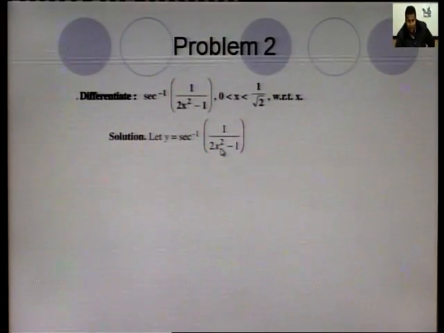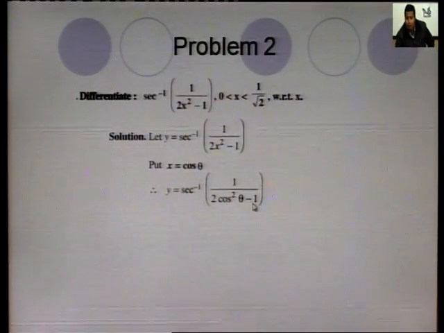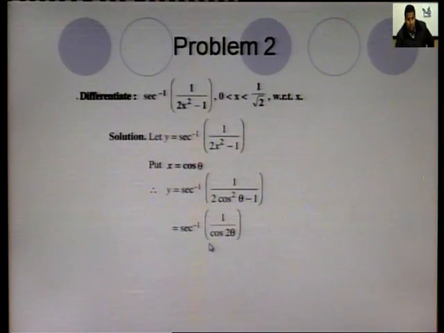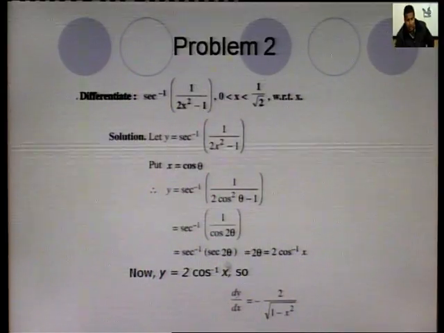secant. For this we have to put the value x equal to cos theta, so that it will become 1 upon 2 cos square theta minus 1. So 1 upon 2 cos square theta minus 1 will become 1 upon cos 2 theta, and it will become secant inverse secant 2 theta. Secant and secant will cancel out. The term will become 2 theta. We will put the value of theta from this equation here, that is cos inverse x. So y will become 2 cos inverse x. So we will do the derivative, dy by dx, 2 as it is, cos inverse x derivative is minus 1 upon root of 1 minus x square.